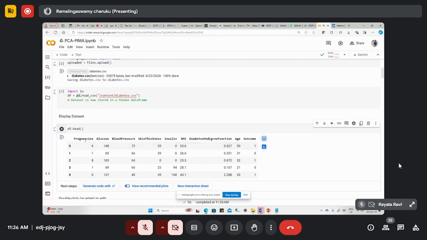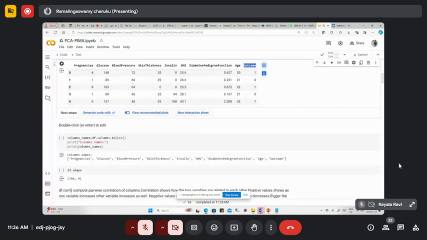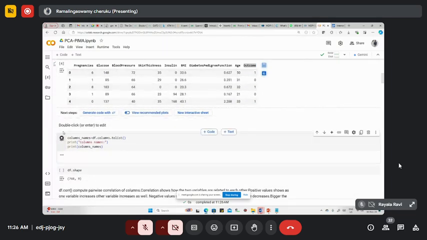Yes, in this data we have 8 features: 1, 2, 3, 4, 5, 6, 7 and 8. And the last feature is the class decision attribute. I just want to find out what the column names are. Okay, pregnancies, glucose, blood pressure, BP, skin thickness, and all the rest.